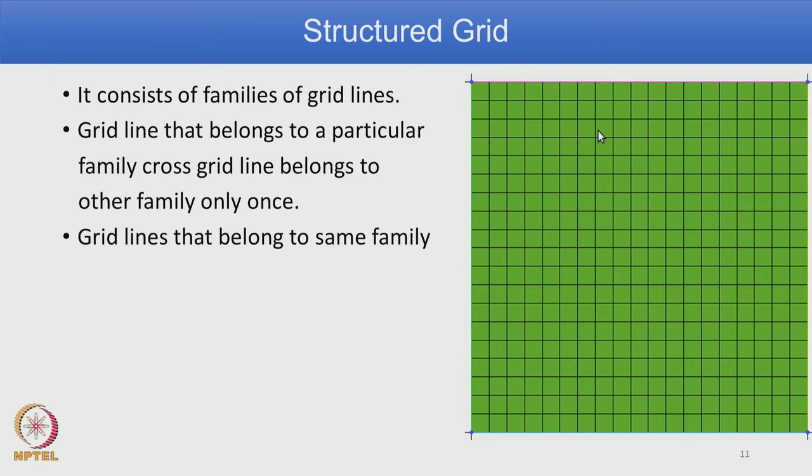Similarly, grid lines that belong to the same family do not cross each other. So, in this case, as I mentioned before, all the vertical lines are one family, all the horizontal lines are another family. You can observe here that vertical lines do not meet each other. Any vertical line runs parallel to another vertical line, and they do not cross each other. Similarly, all horizontal lines belong to one family, they run parallel to each other and they do not meet each other.